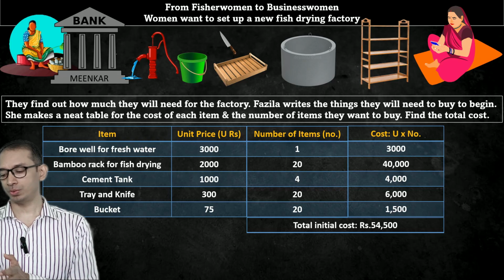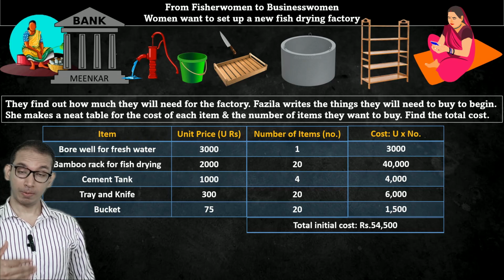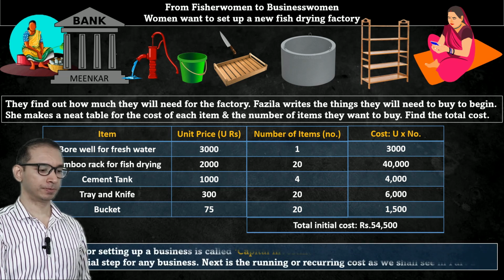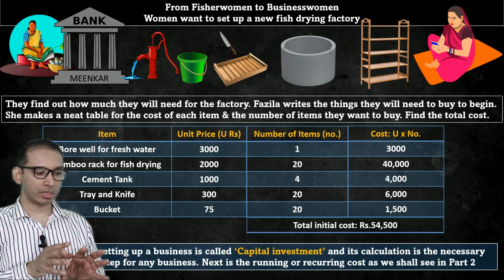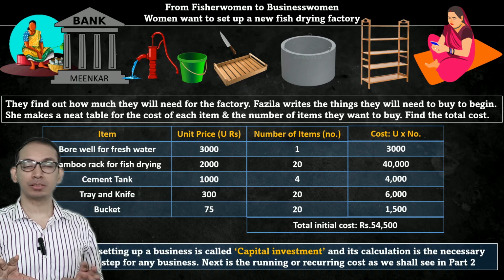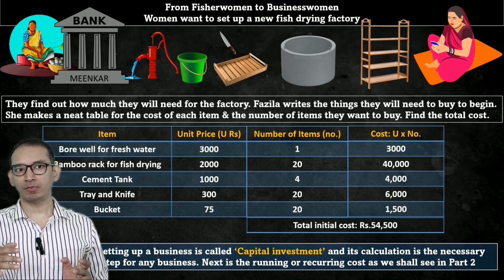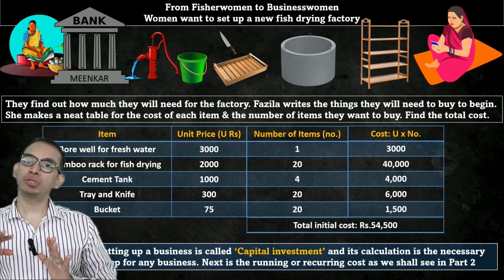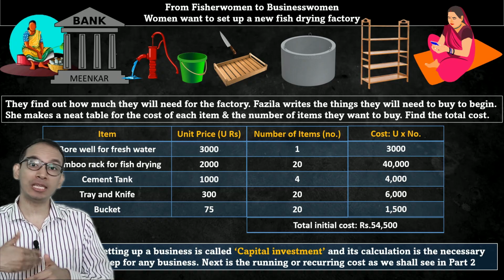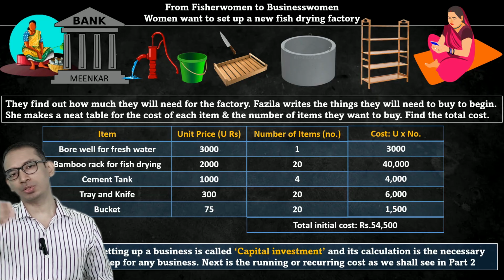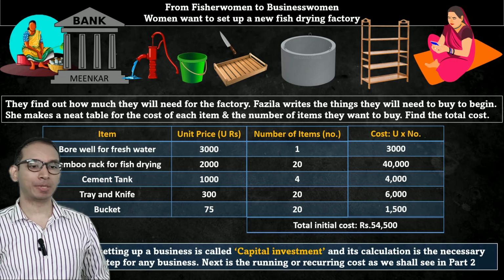This is just to get the business started. There are more things. So this initial cost for setting up a business is called capital investment. The capital investment is that investment which is mostly a one-time investment. You don't have to keep investing. So that's usually the first step while starting a business, to calculate your capital investment.